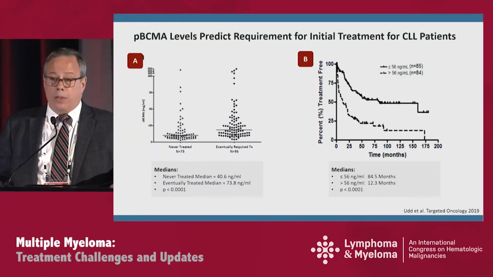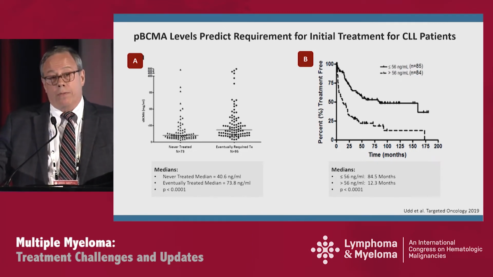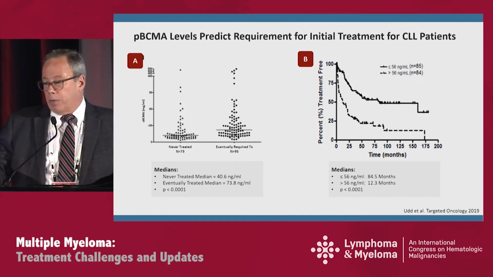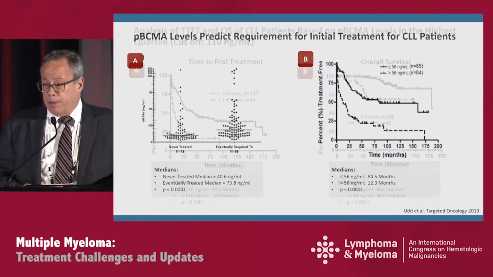On the left-hand side, those who never required treatment had levels at only 40. It was about 74 in those who did. The right-hand side is cutting it at the median, which was 56. If you were above 56, you only went 1 year before treatment, whereas if you were below 56, 7 years. Markedly different prediction for time to first treatment.